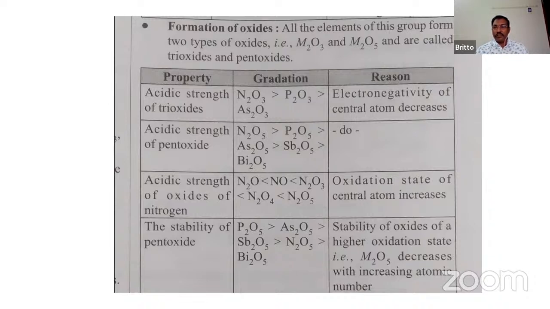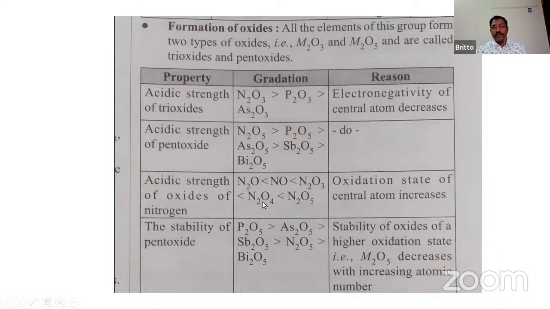N2O. That is based on the oxidation state of the central atom. Okay, if the oxidation state is low, it will be less acidic. If the oxidation state of the central element is higher, then it is more acidic. So keep that in mind. If the oxidation state is higher for an oxide of the same element, it will have higher acidic strength. If the oxidation state is less, its acidic strength will be less.